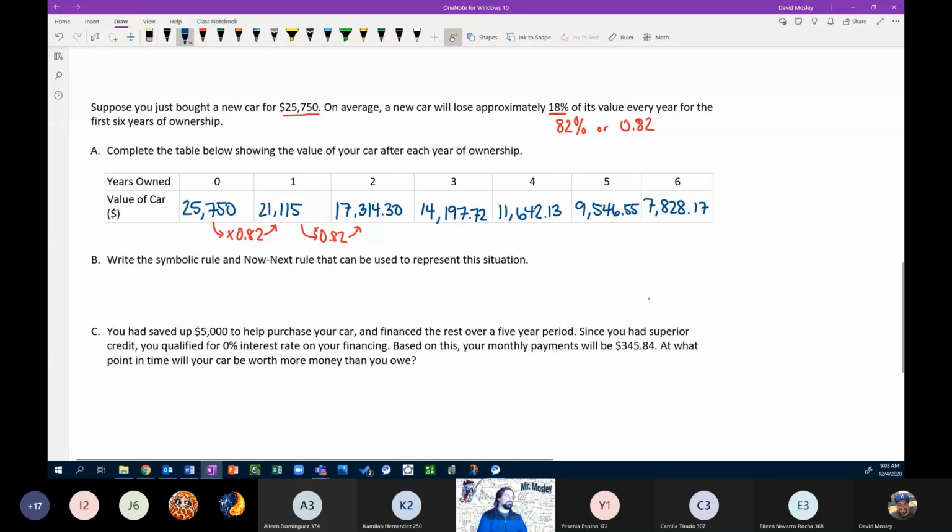Then, what's the symbolic rule? We know our start value. We know our rate of change. Write our rule. Our symbolic rule will be y equals 25,750 times 0.82 to the power of x.